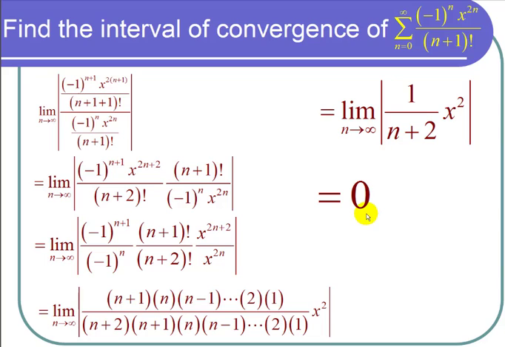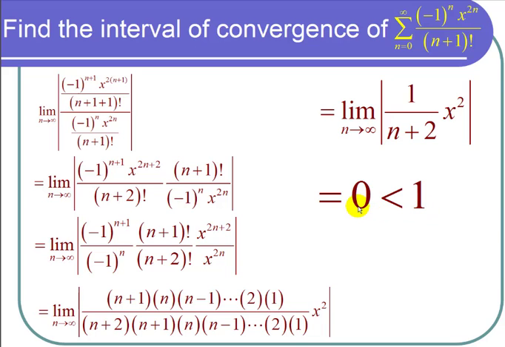I'm using the ratio test, and for the ratio test, we want to look at that limit and see for what values of x our limit is going to be less than 1. Well, 0 doesn't have any x's in it. In fact, the x just went away when we took the limit, which means that 0 is less than 1 for any value of x.